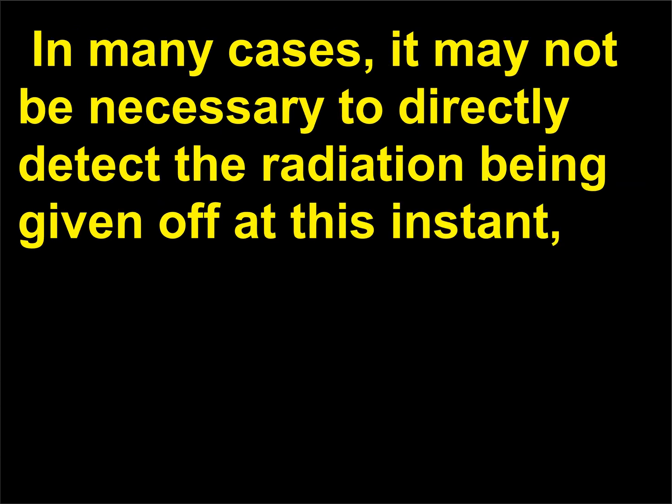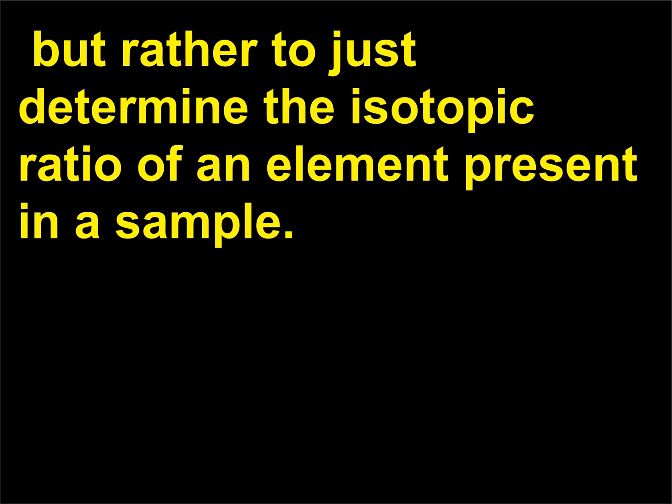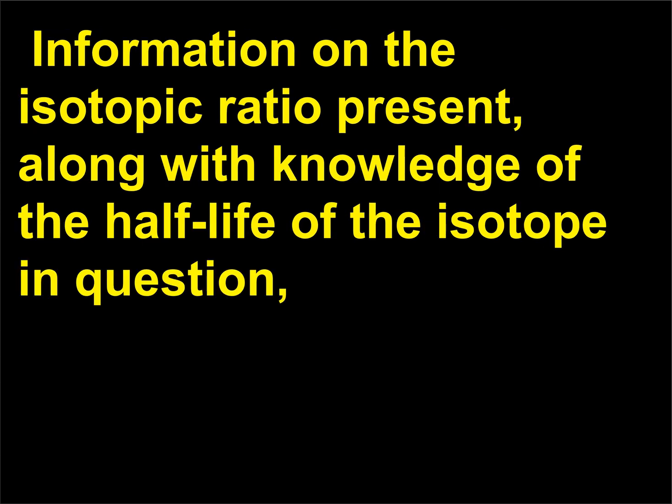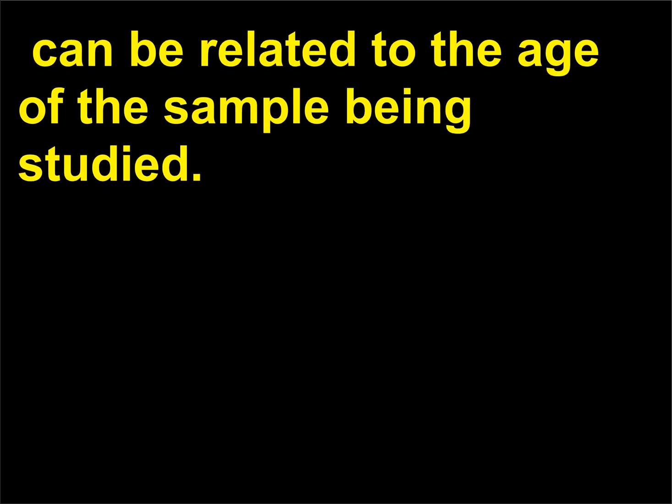In many cases, it may not be necessary to directly detect the radiation being given off at this instant, but rather to just determine the isotopic ratio of an element present in a sample. This can be done using techniques borrowed from analytical chemistry, such as mass spectrometry. Information on the isotopic ratio present, along with knowledge of the half-life of the isotope in question, can be related to the age of the sample being studied.